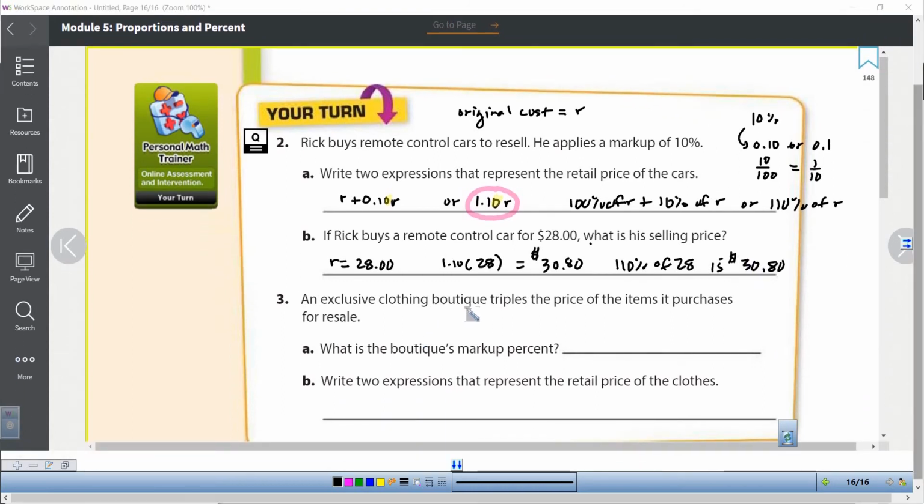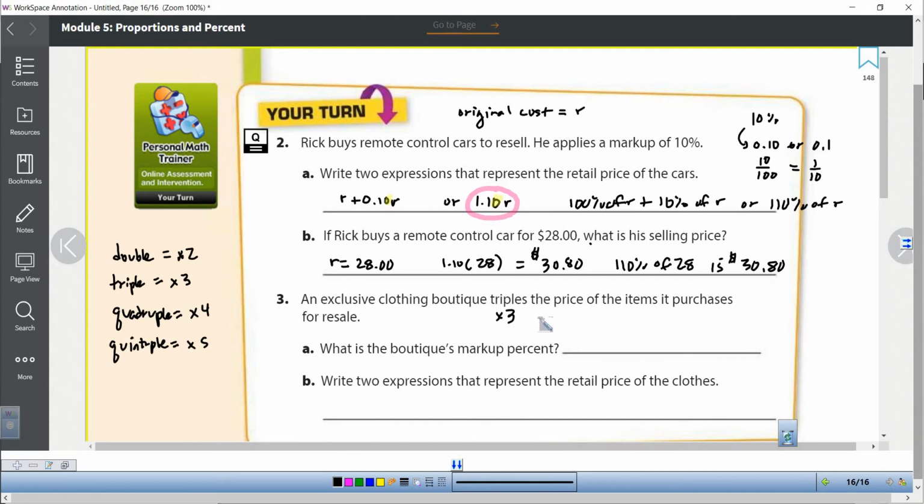All right, an exclusive clothing boutique triples the price. What is the boutique's markup percent? All right, so real quick, just some vocabulary. Double means times 2. Triple means times 3. And quadruple means times 4. And if you really want to keep going, quintuple is times 5. I'm not going to go past that, all right? But so it triples the price.